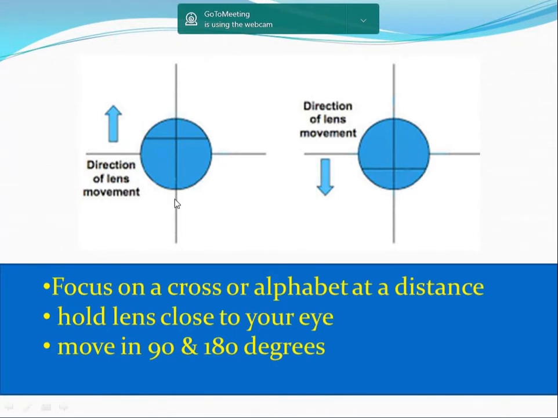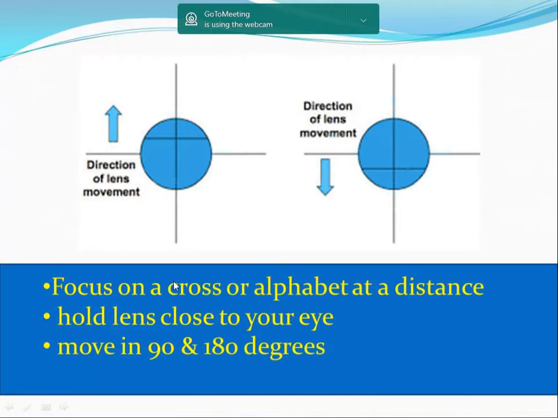So what we have to do is, whenever a lens is given to you, you hold the lens very close to your eye. That is most important. Hold the lens close to your eye, and then through the lens, look at a distant object. What kind of object will you be looking at? It should be any alphabet or a cross. Okay, so look at a particular object, say a calendar or a poster.